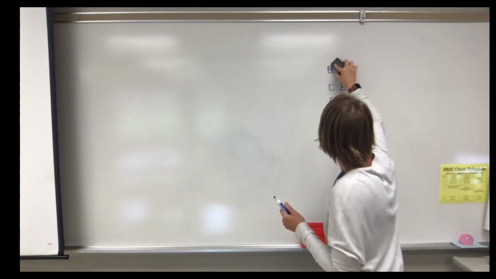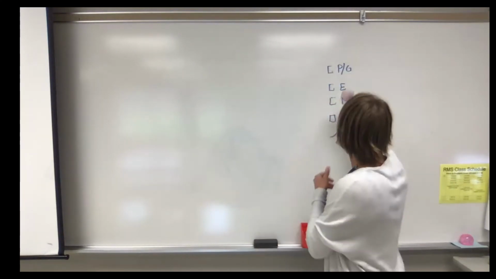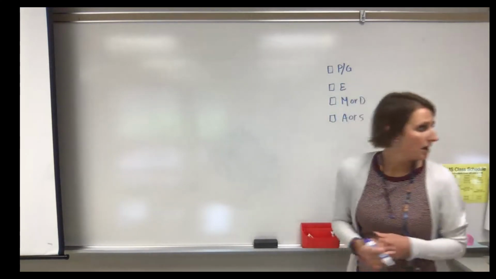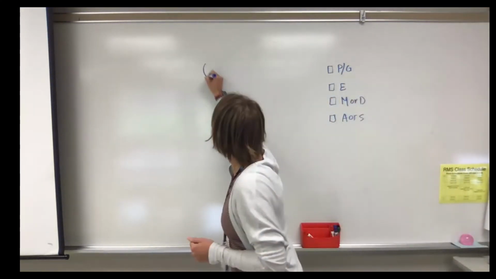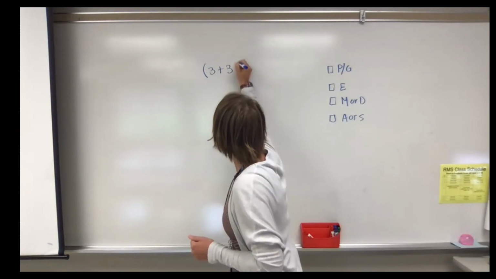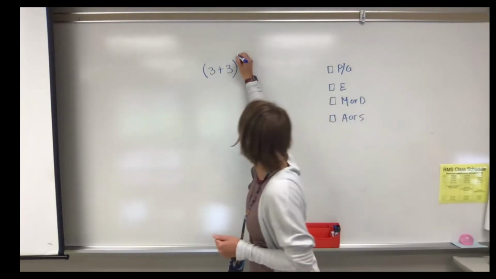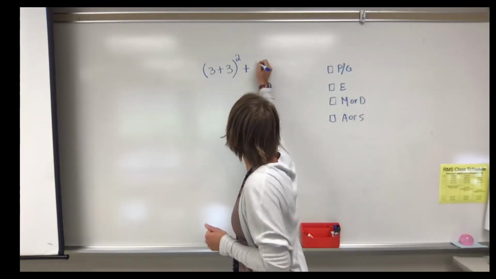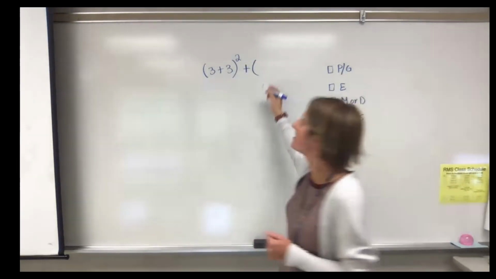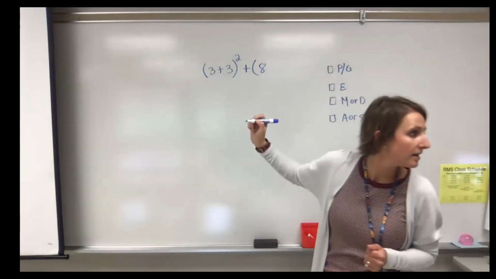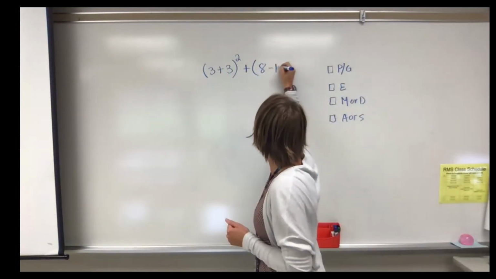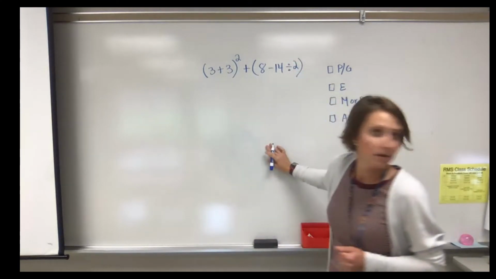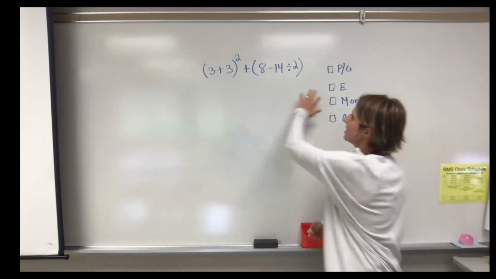All right, create your checklist again. We'll get this expression written down. We have 3 in parentheses plus 3. That's being squared, so raised to the second power, plus, in parentheses, another set, 8 minus 14 divided by 2, parentheses. All right, here's our expression.